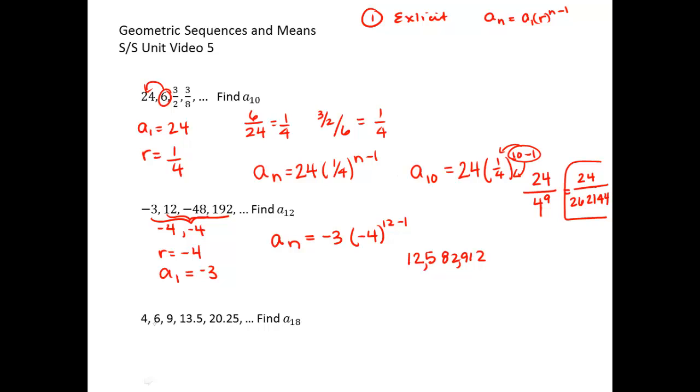Okay, next one. I'm going to divide 6 divided by 4 gives me 3 over 2. 9 divided by 6 gives me 3 over 2. So it looks like I've got my pattern, my r value. My r is 3 over 2. My a value is 4, a1, excuse me, so my explicit a sub n will equal 4, parentheses 3 over 2 to the 18 minus 1 power. Let's see what that gives us.